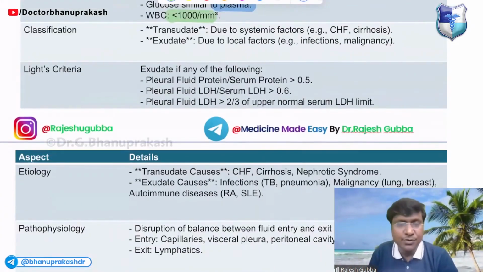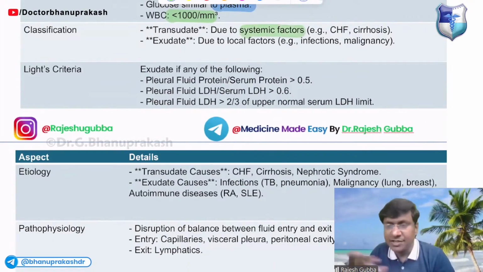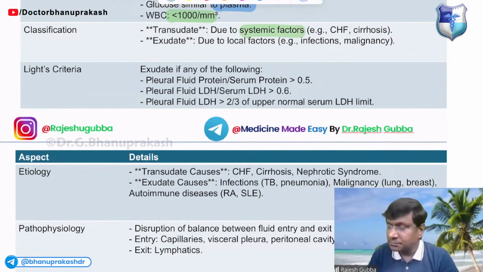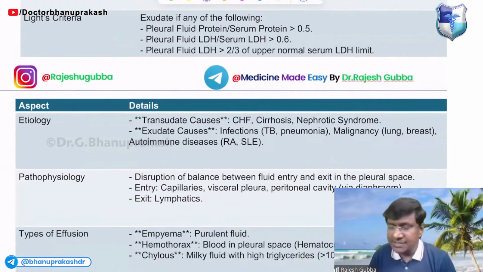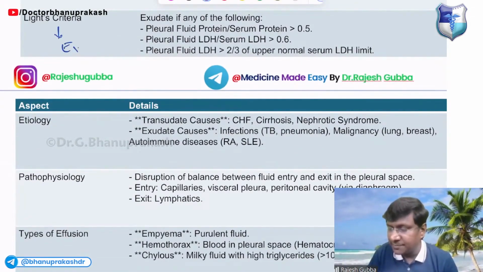And how do you classify pleural effusion? Transudate and exudate. Transudate is nothing but the pathology is like systemic pathology. It's not the local pathology in the lung. Whereas exudate is a local pathology within the lung itself, that is either pneumonia or bronchogenic carcinoma. And just now I was discussing the Light's criteria. If it is positive, it is suggestive of exudative type of pleural effusion.